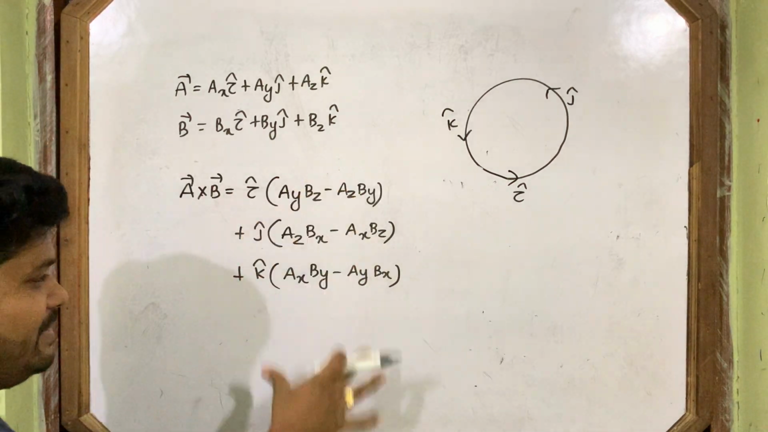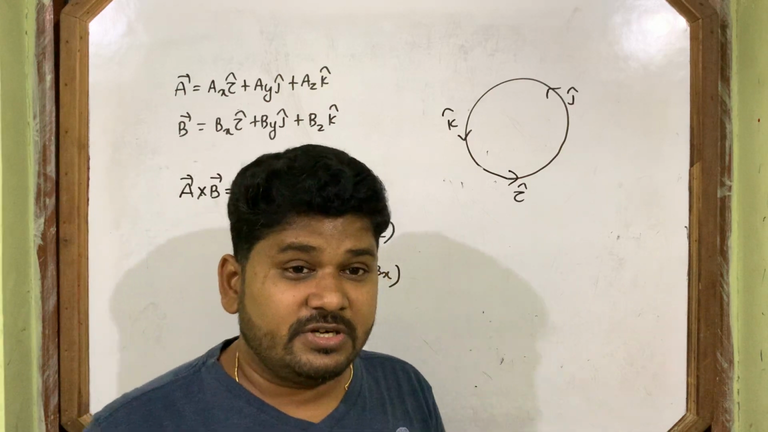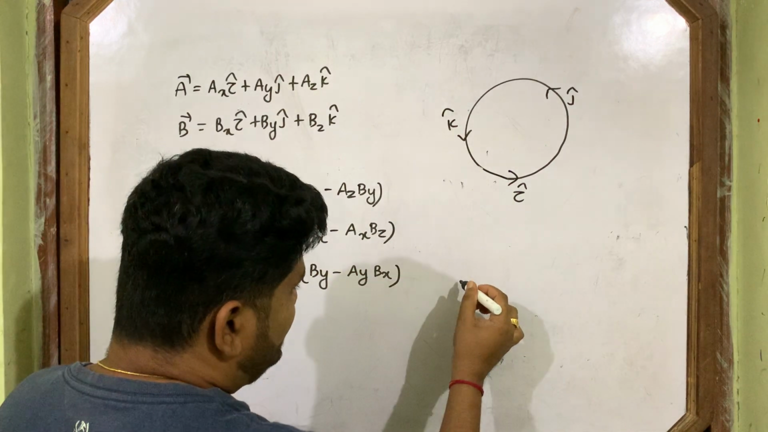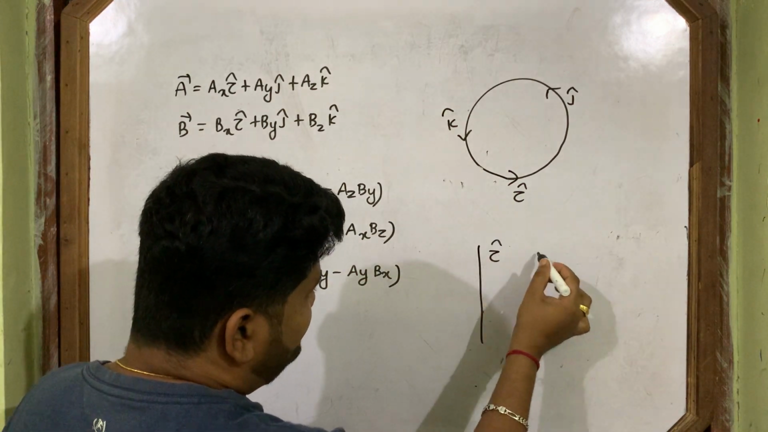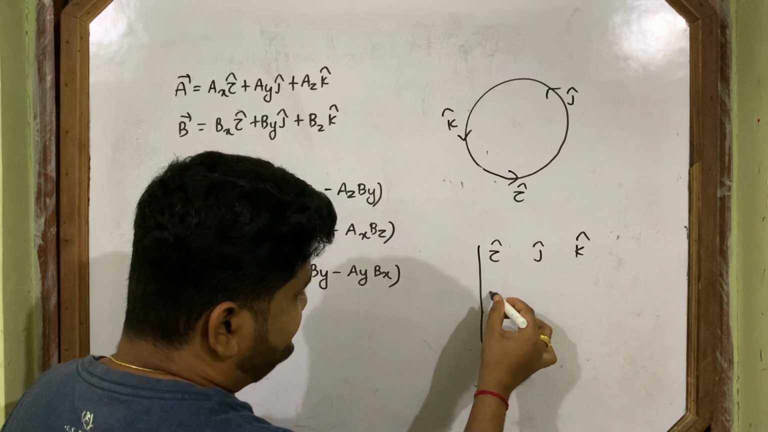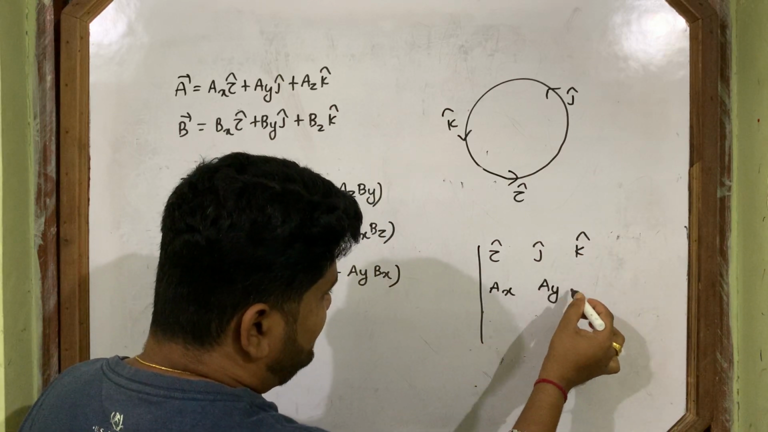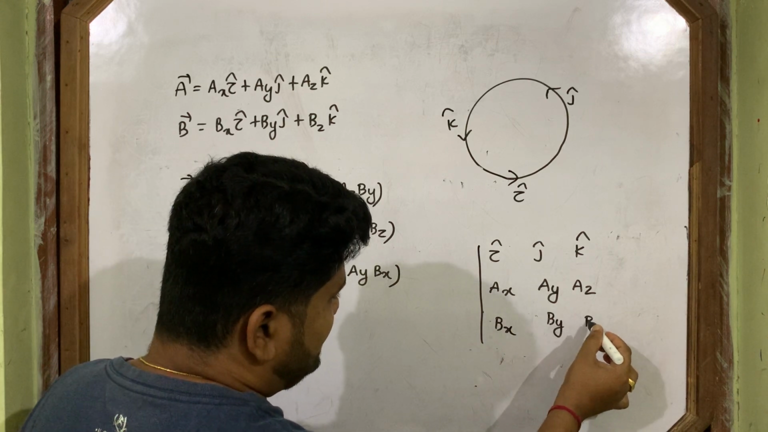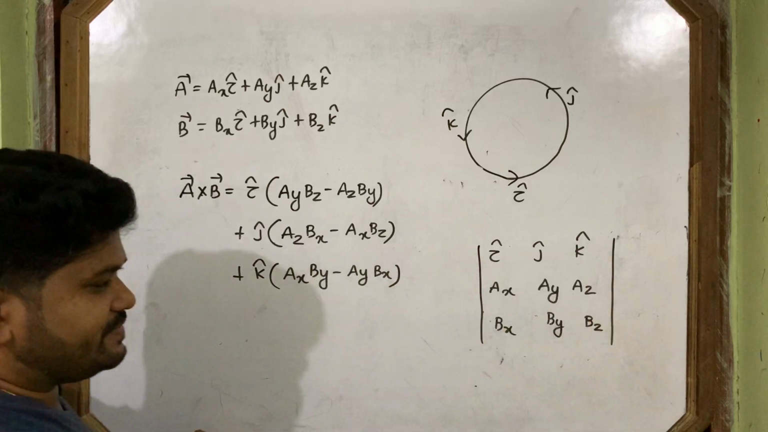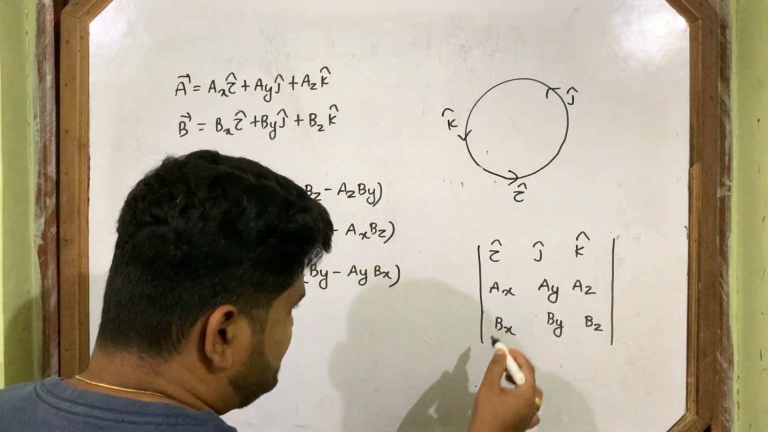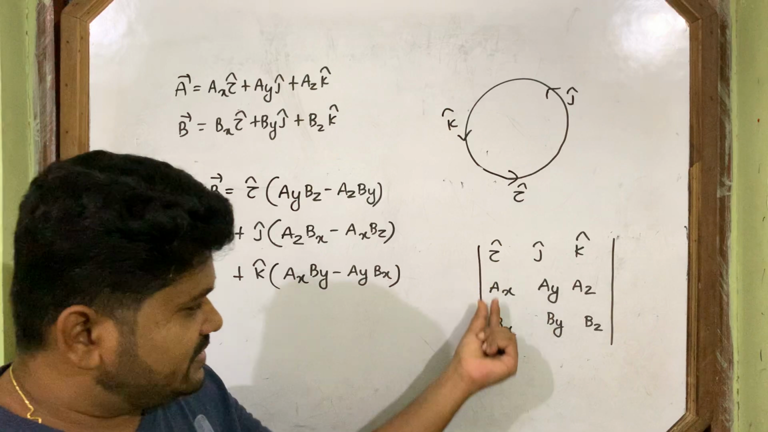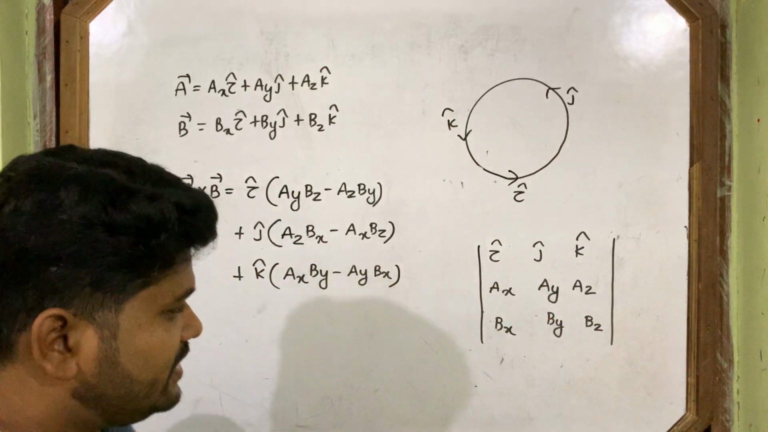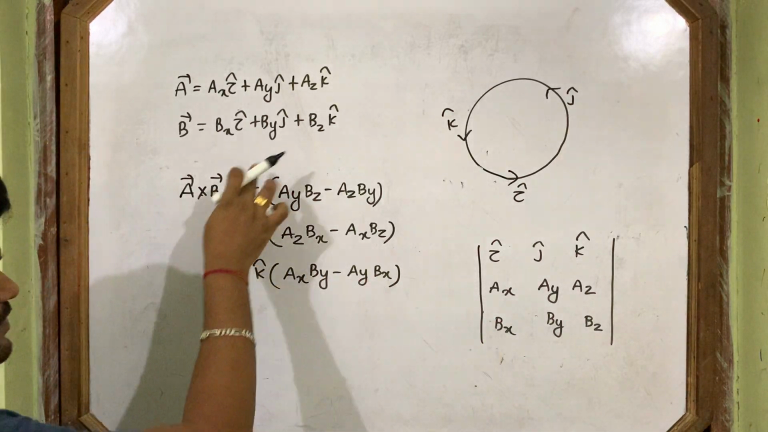Then you can find the cross product without remembering the formula. If this cross product is given to you, you will write it by the determinant method. I cap, J cap, K cap. Then AX, AY, AZ. Then BX, BY, BZ. Now this is the cross product. We'll find the answer. You have to write it like this. This is called a column and this is called a row.